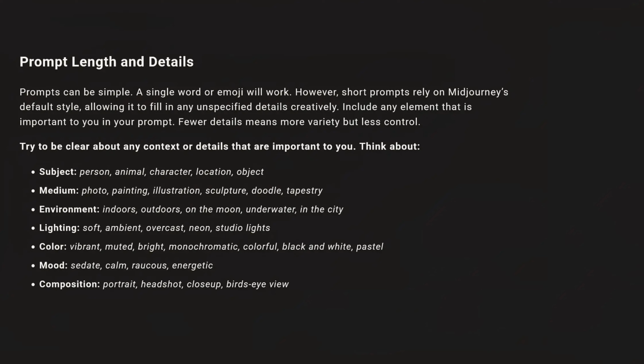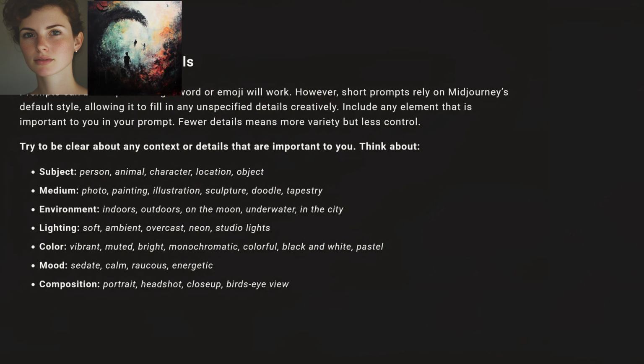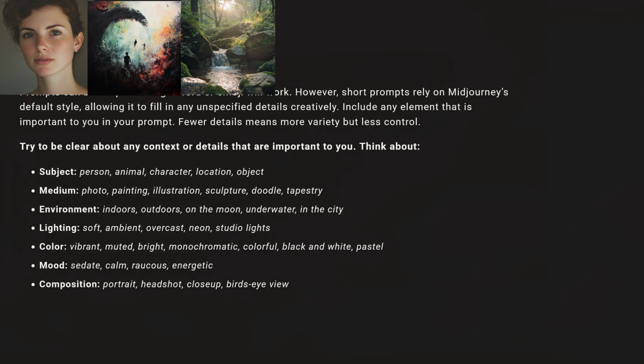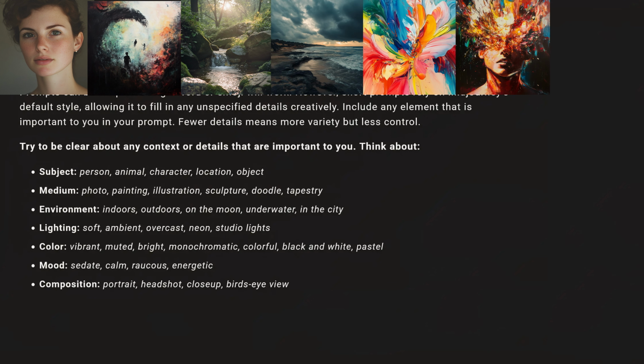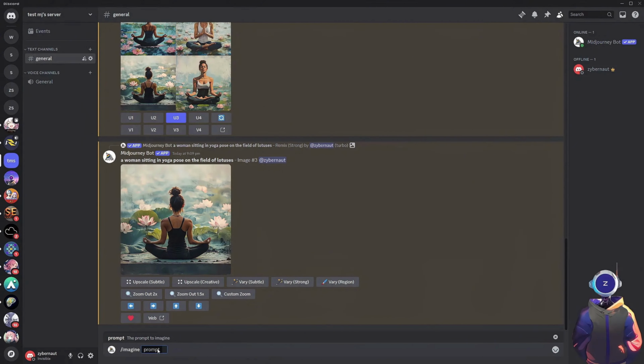So, how do you write a good prompt? First, clearly describe what you want to generate, the subject. Then, specify the art style or visual effects. Next, describe the environment, lighting, colors, like whether it's bright or in black and white, and the composition of the image. For instance, we can refine the earlier prompt to a woman sitting in a yoga pose on a field of blooming lotuses, peaceful and serene, soft gold light, vibrant colors.